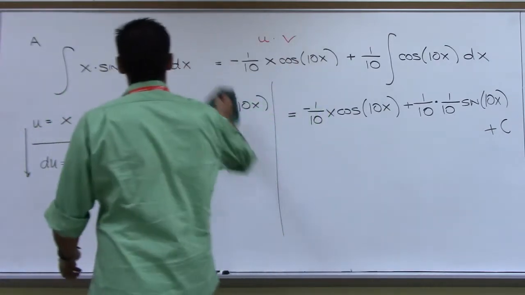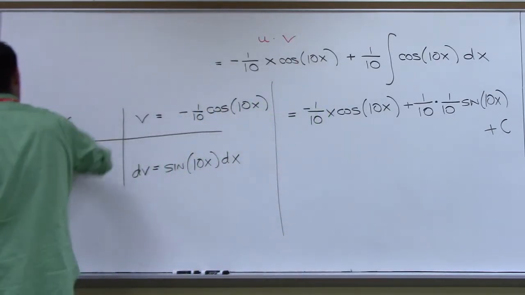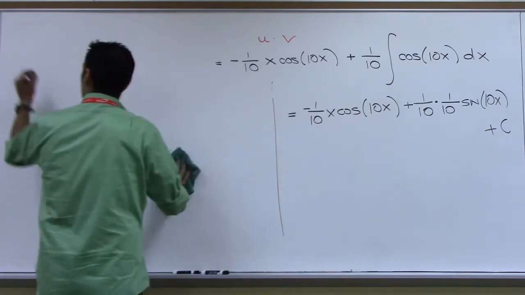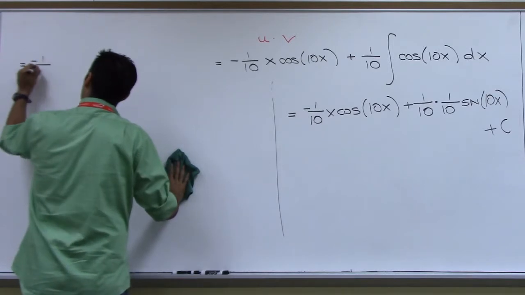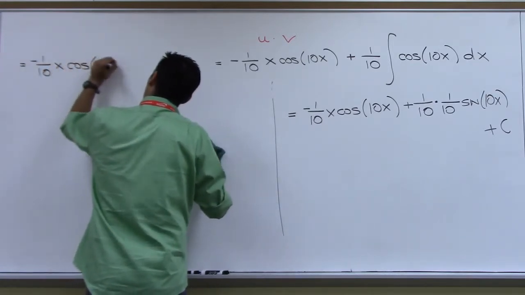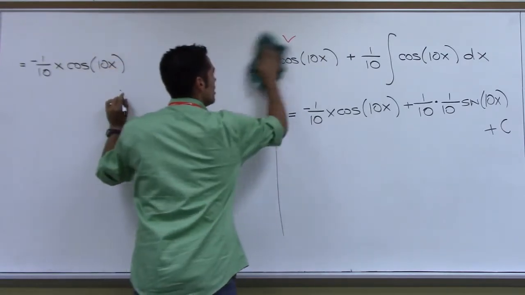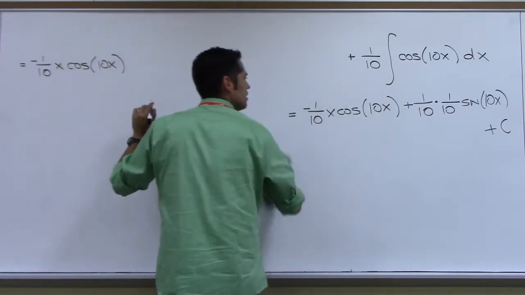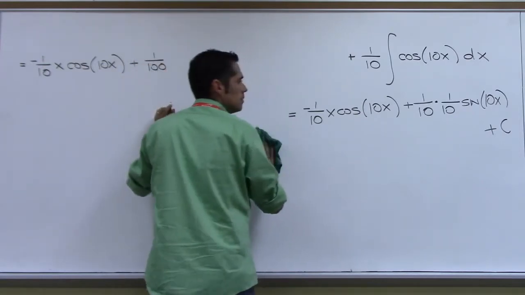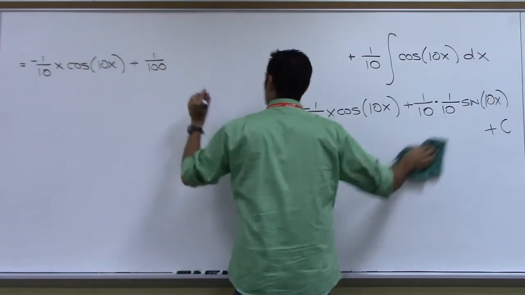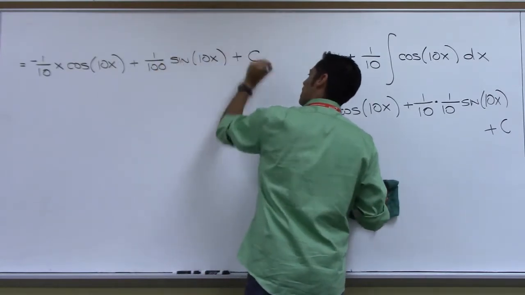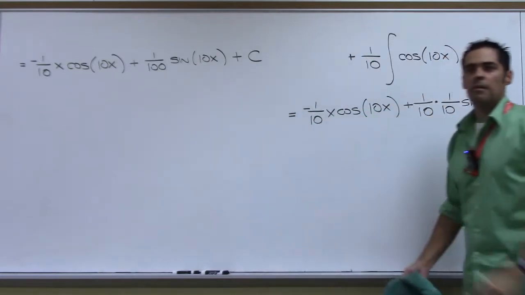All right, so I'll put it all together and we'll have our final answer. So this equals negative 1/10 x cosine 10x plus what? 1/100th? Right, 1/10 times 1/10? Sine 10x plus c. Box it up, that's your answer.